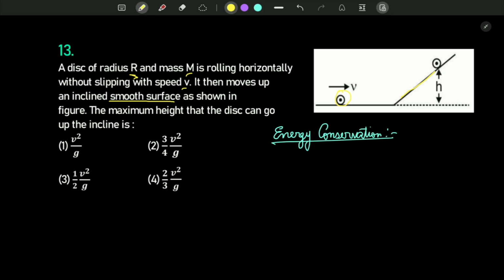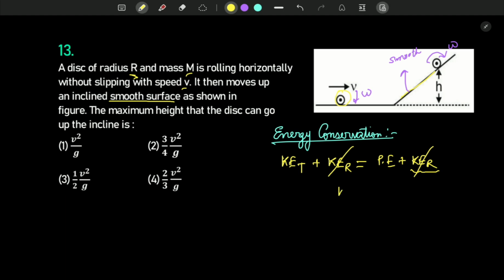The disk will have kinetic energy, translational KE plus rotational KE, and this entire energy will be converted into potential energy plus rotational kinetic energy. Now you might argue why this rotational kinetic energy is here. It is because it is given that this surface is smooth. So whatever omega this disk is revolving with, the same omega will be in this position. So rotational kinetic energy will remain constant. So I can cancel out rotational kinetic energy from both sides.